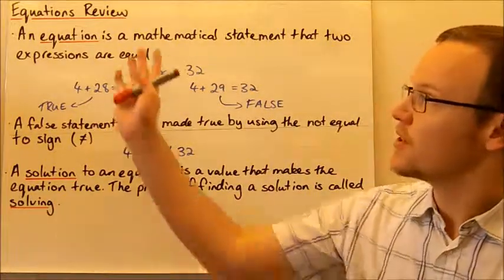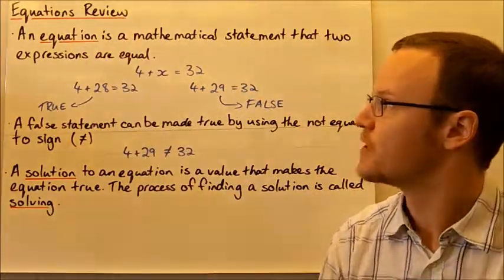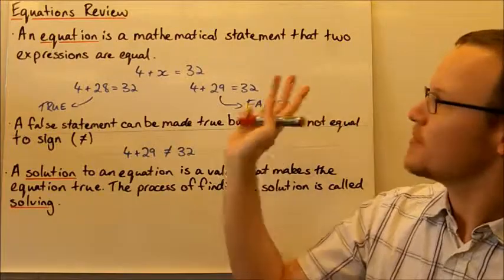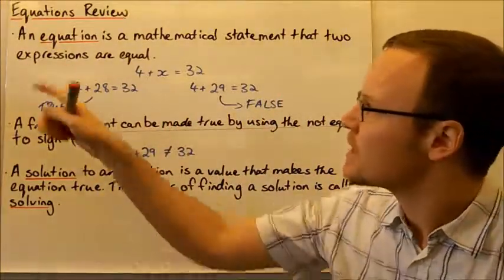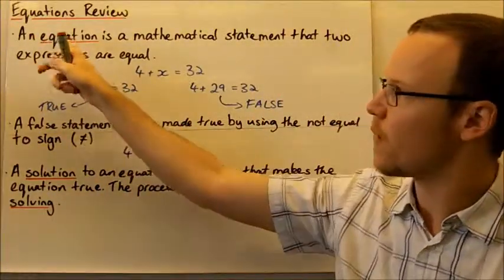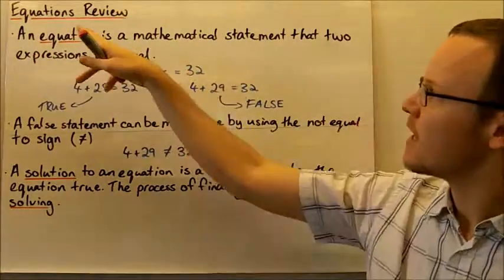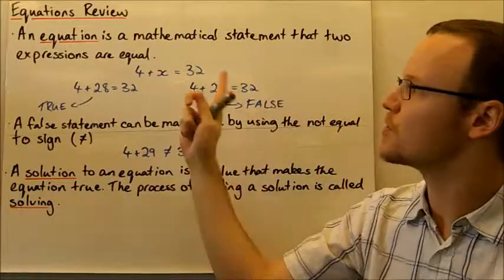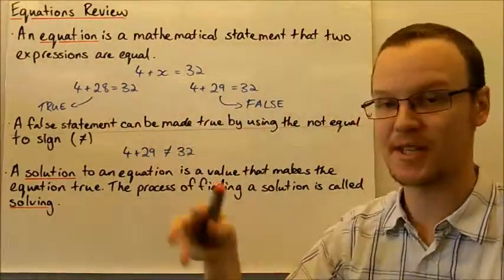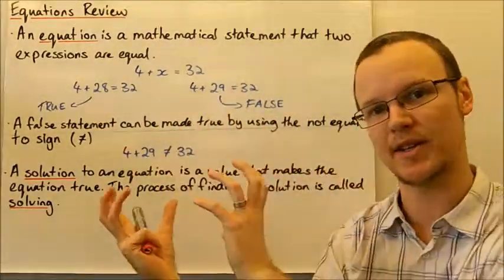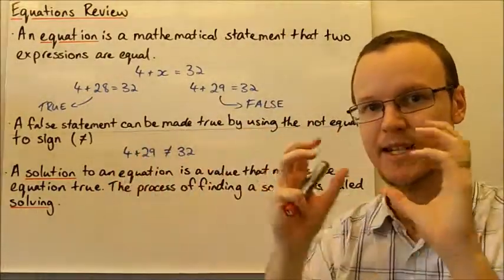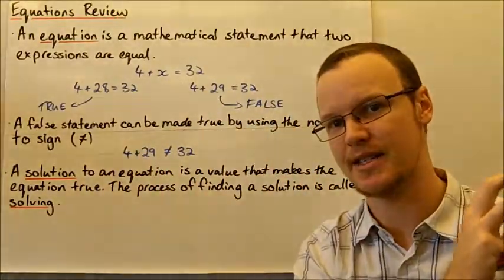Today we're going to look at reviewing equations. An equation is a mathematical statement that two expressions are equal. That's where the word equation comes from. Equa means the same. So an equation is where the two sides of an equal sign are the same, where the expression on one side is exactly the same as the expression on the other side.